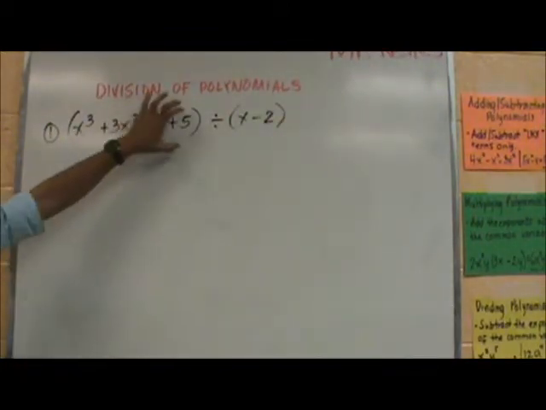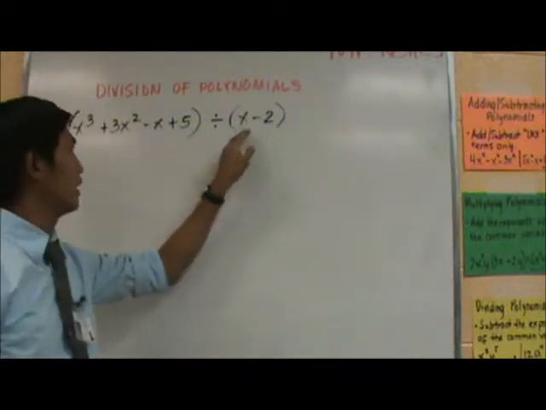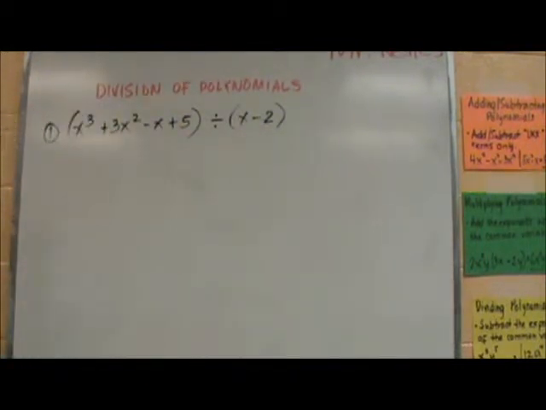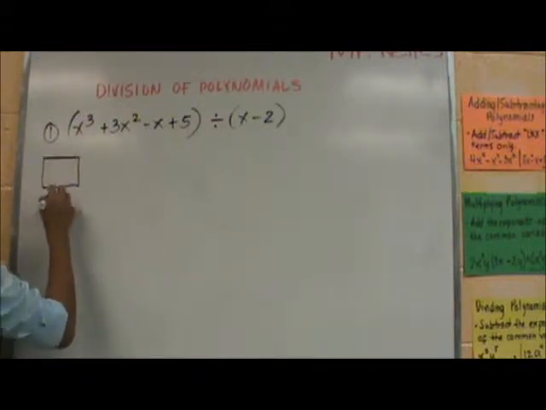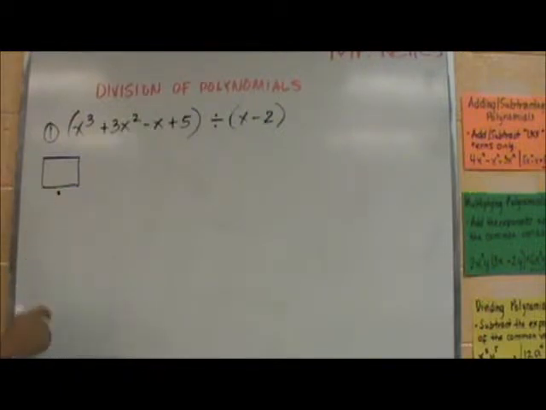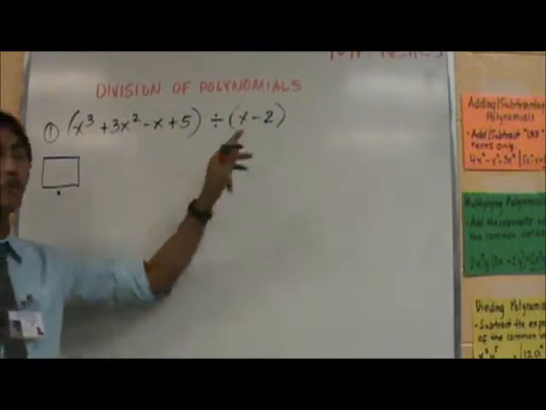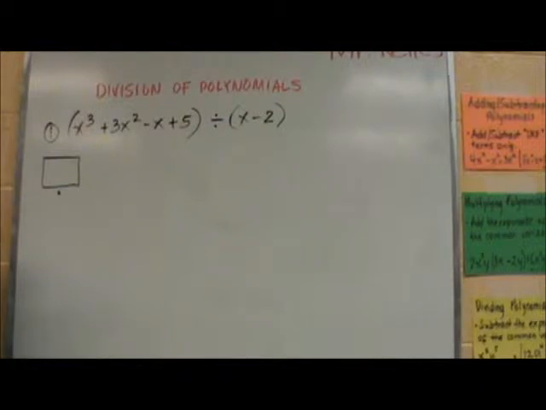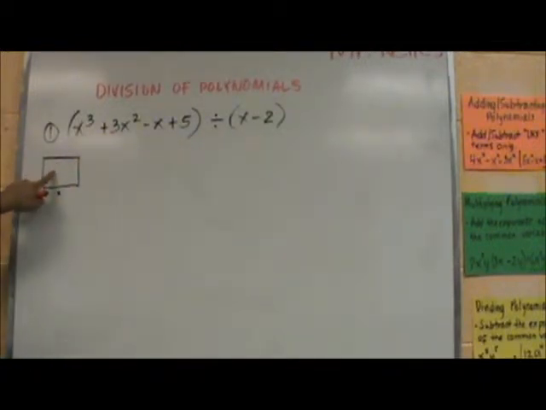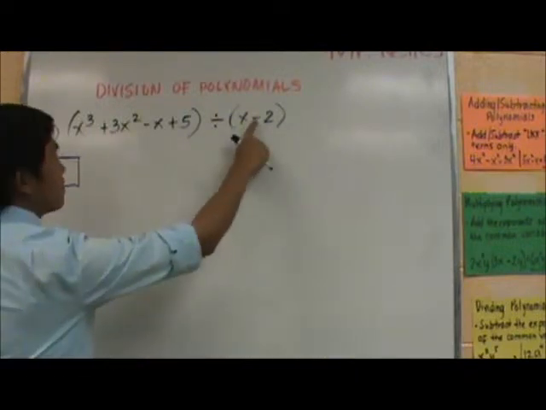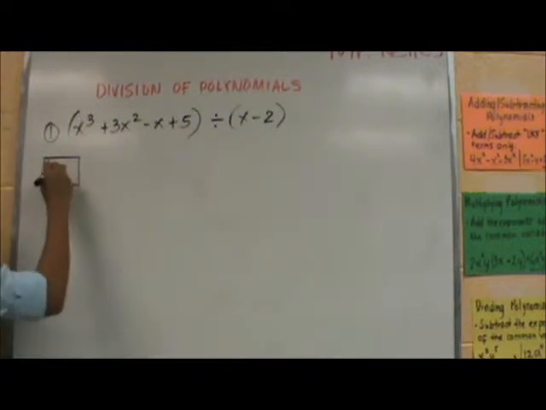To divide this polynomial by the binomial x minus 2 using synthetic division, the first step is to draw a box here and a dot there. That means we're going to multiply later. So first we have negative 2. To put it inside the box, we change the sign: minus 2 becomes positive 2.